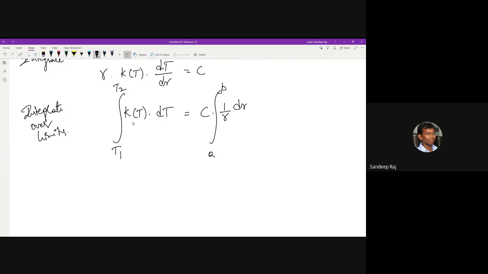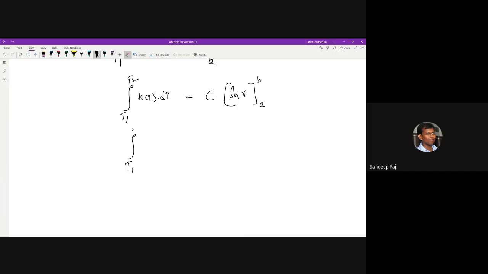When I integrate it, on the left hand side I leave it as it is, like I have done in the previous case. k of T into dT is equal to C, anyways it will be there aside. What is the integral of 1 by r dr? It is log r. So natural log, ln r I am taking, that is log to the base e, and I will have here b and a. So if I further substitute the limits into the ln here, it is ln b minus ln a, which is log b minus log a, is log b by a. So that's what it is.